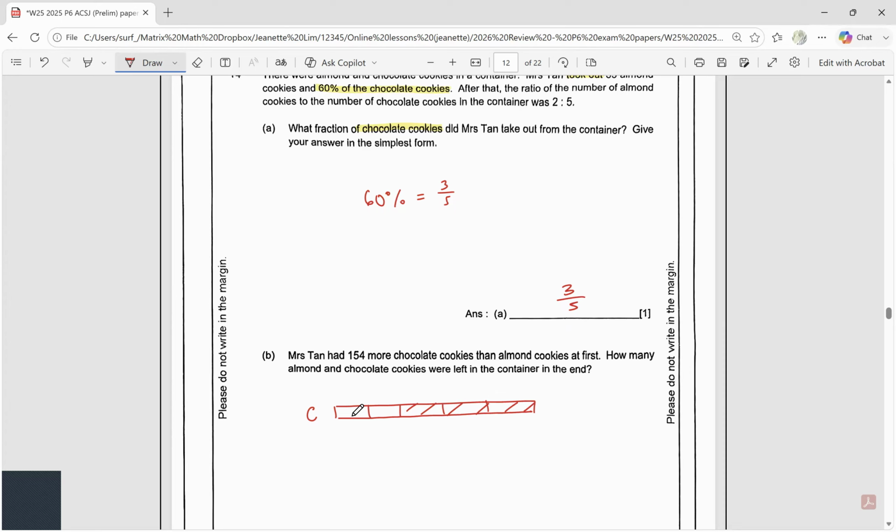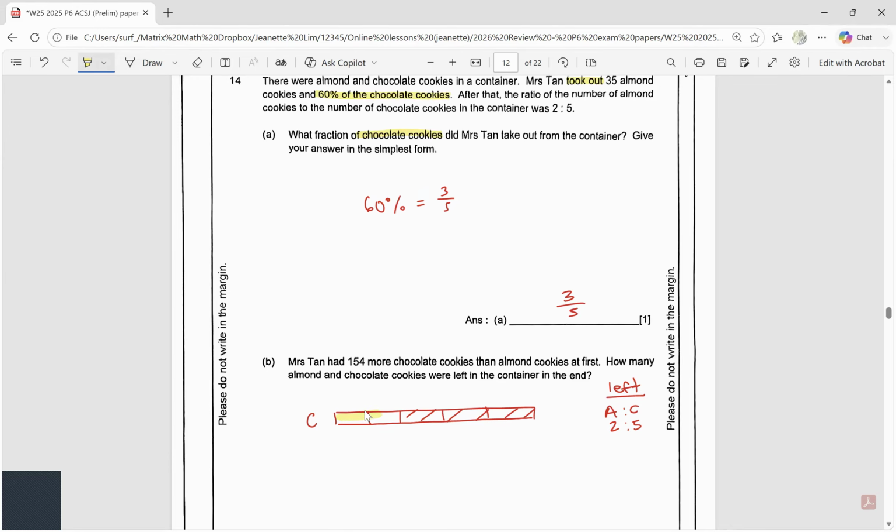So whatever that is left, right? They said that the number of almond cookies to chocolate cookies left is 2 to 5. So 2 to 5 means that the chocolate is supposed to be 5 units left. So over here, I have 2 units. How do I make it into 5? So what I can do is, I write down the ratio first, 2 to 5. This is left.